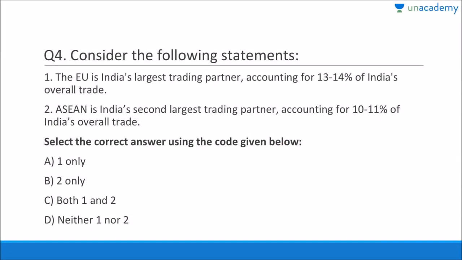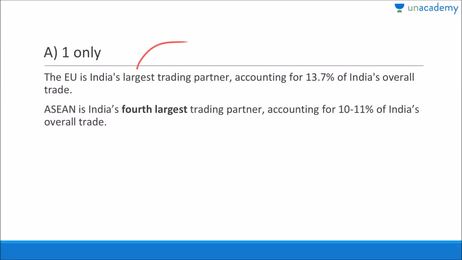The EU is India's largest trading partner, accounting for 13-14% of India's overall trade. That is correct. ASEAN is India's second largest trading partner, accounting for 10-11% of India's overall trade. That is wrong. India's fourth largest partner. So the EU is India's largest trading partner, accounting for 13.7%. ASEAN is India's fourth largest trading partner.